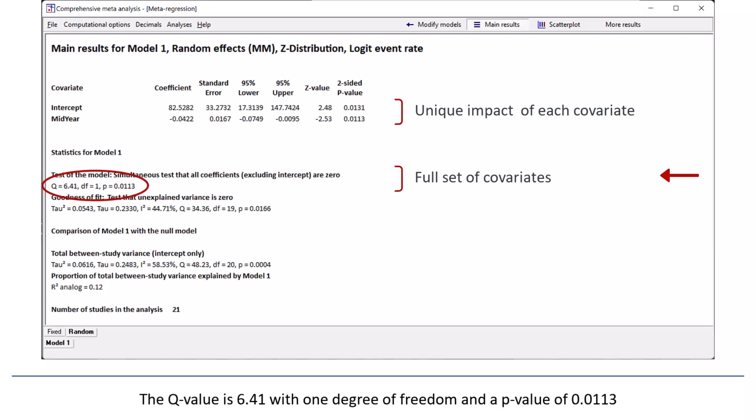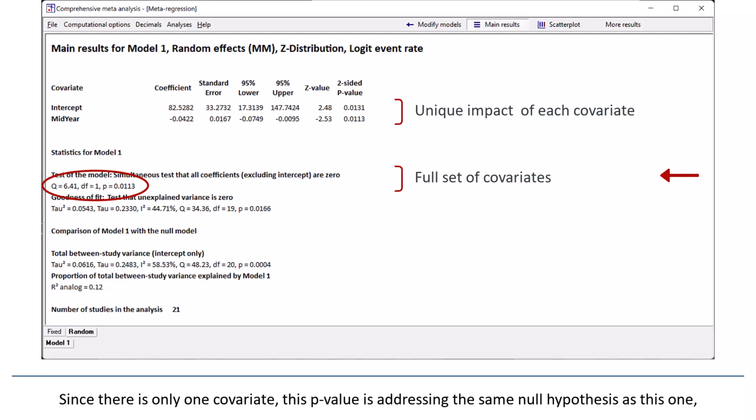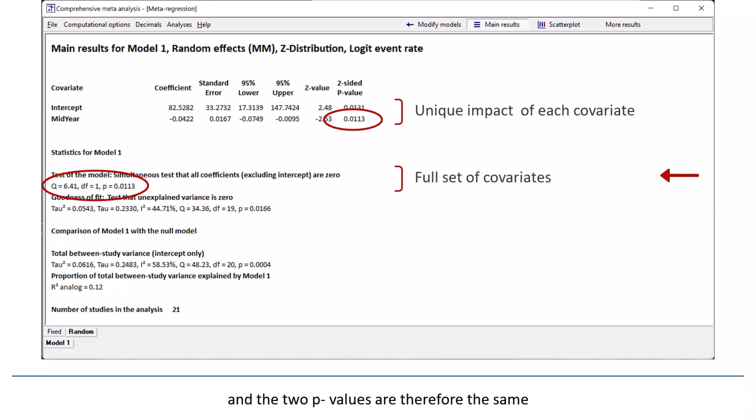The Q value is 6.41 with 1 degree of freedom and a p-value of 0.0113. Since there's only one covariate, this p-value is addressing the same null hypothesis as this one, and the two p-values are therefore the same.